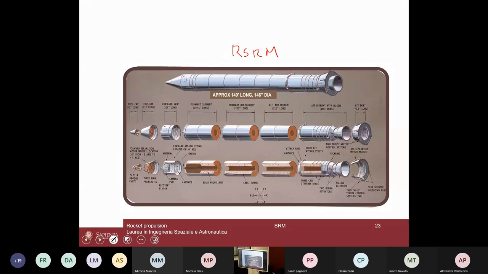So this is again the same rocket, where different parts are shown. You see the different segments, and here there are also different lengths in feet and inches, as Americans like.